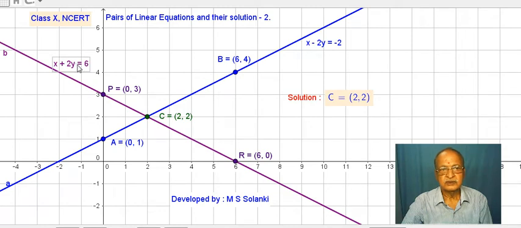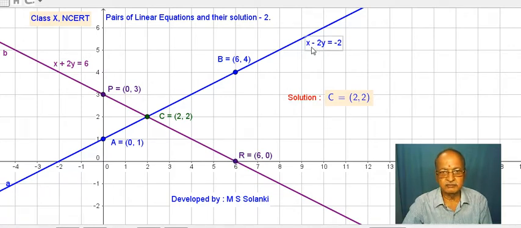And we have calculated the coordinates of suitable points. Taking x coordinate 0, the y coordinate is calculated as 3. Put x is equal to 0, 2y is equal to 6, y is equal to 3. And here x will be something and y will be 0. So put y is equal to 0, so x is equal to 6. So we have calculated this point.